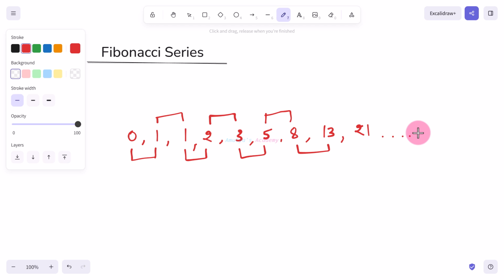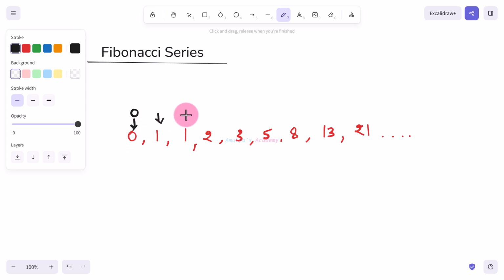This is the series of numbers where each number is the sum of the previous two numbers, and the starting two numbers of this series are 0 and 1. It is the number at the 0th index in the Fibonacci series. This is the first element, second, third, fourth, fifth, sixth, seventh, eighth.